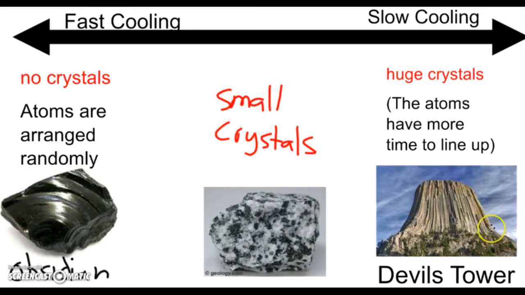Now, Devil's Tower, this was the inside of a volcano. So you have to imagine there's a giant volcano over this. And at some point, this was erupting. So this was a giant magma chamber. And this giant magma chamber was erupting for that last time, and it started cooling off. And over hundreds or thousands of years, all of those atoms had time to line up into gigantic crystals. So that they made crystals that you could see from miles away. So Devil's Tower is made up of many, many large crystals.